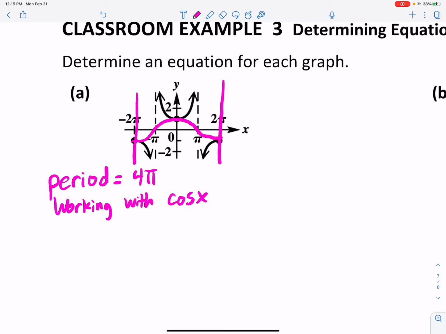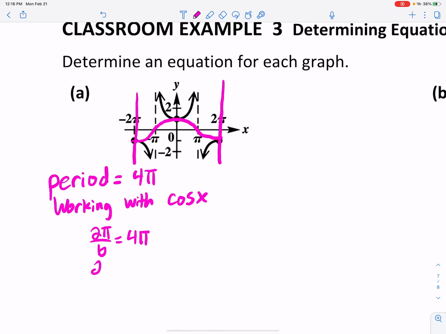I also know the period became 4 pi, so that means that when I plugged in b and worked it out, I got 4 pi. That's the formula for finding period. I know the normal period is 2 pi, and dividing by b gets me 4 pi. So what does b need to be? 1/2. Let's work that out for those of you that can't eyeball it.